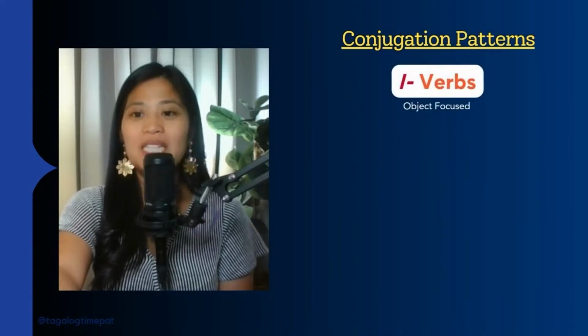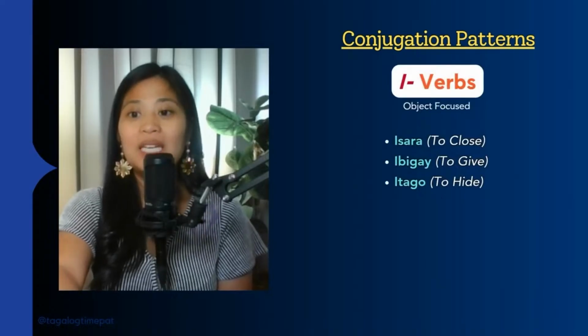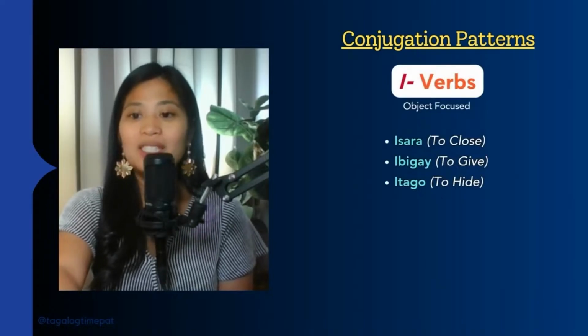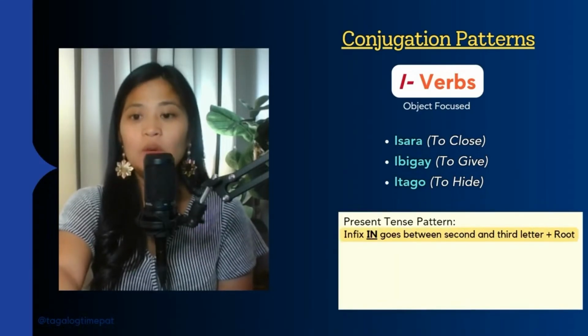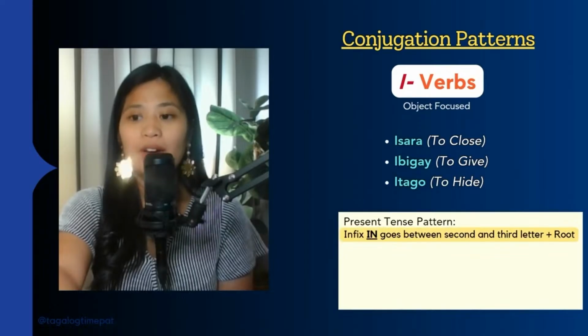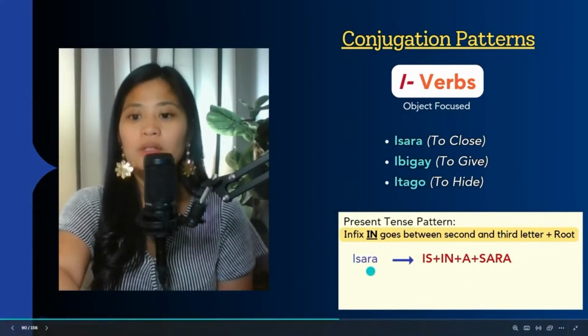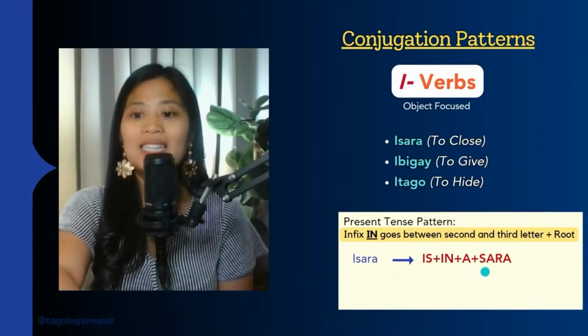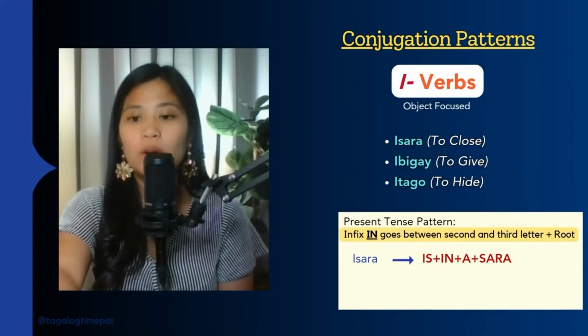Lastly, i-verbs. These are object focused. Some examples are isara, to close, ibigay, to give, itago, to hide. And now the pattern is the infix in goes between the second and third letter, and then it's the root. So isara, to close, becomes isinasara. So in goes between the second and third letter, and then the root goes at the end. Isinasara ko yung pinto. I am closing the door.